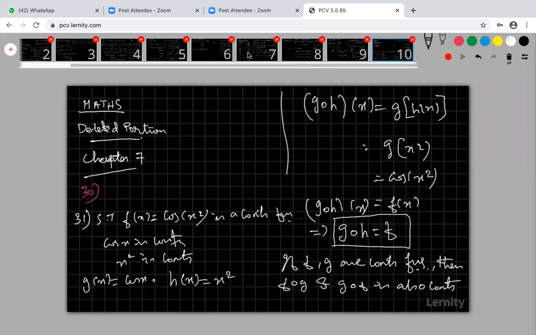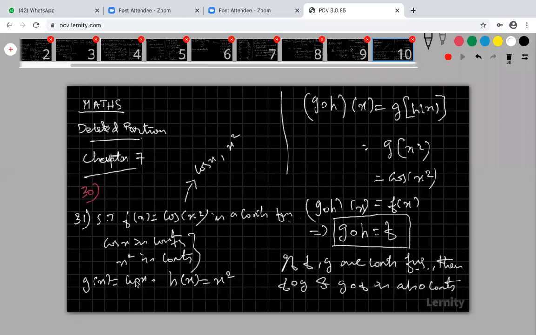Yeah, I will explain. Nagaraj, I will explain. So look at that. I know that cos x is continuous. I know that x square is continuous. My x square is nothing but a polynomial function. My cos x is the trigonometric function. These two are continuous.